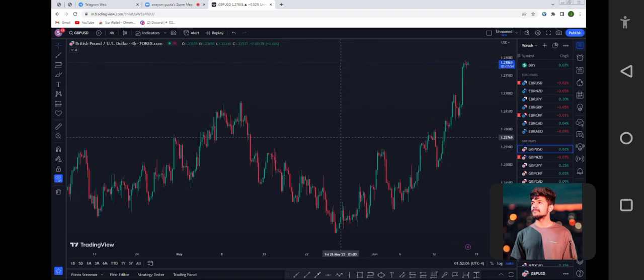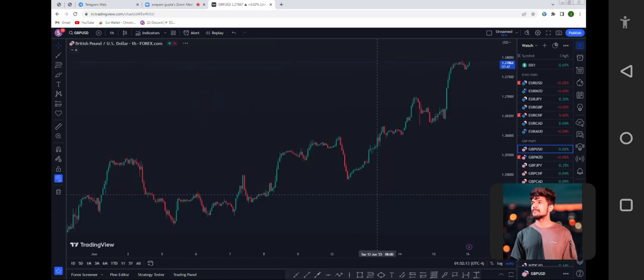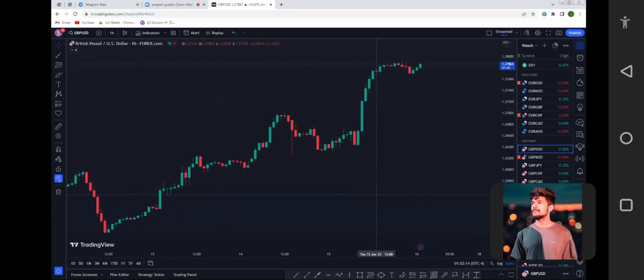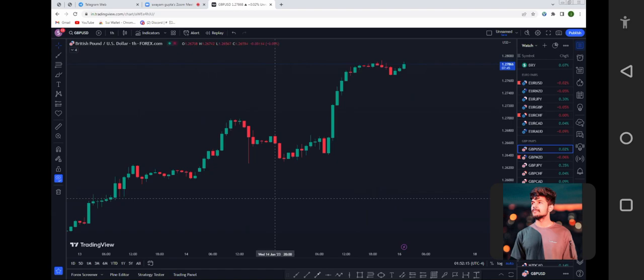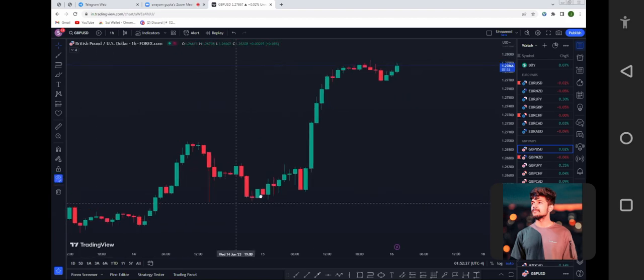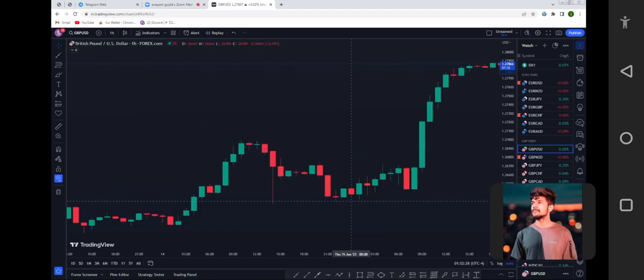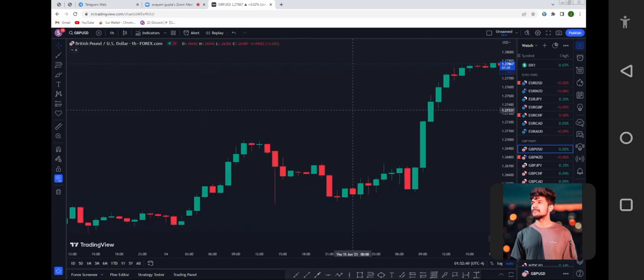1 hour time frame. Yesterday's scenario, price came down here. I was expecting the market to take out this low and ultimately reach here. Really, man, I was expecting that. Look at this one. I was expecting price to reach here, then rally. Then it did so.